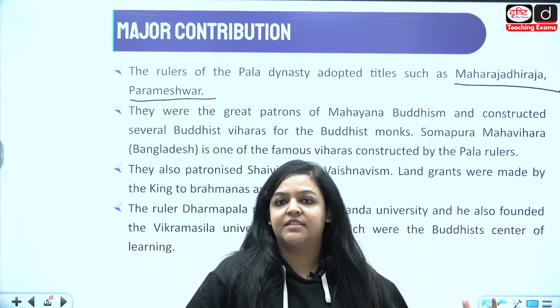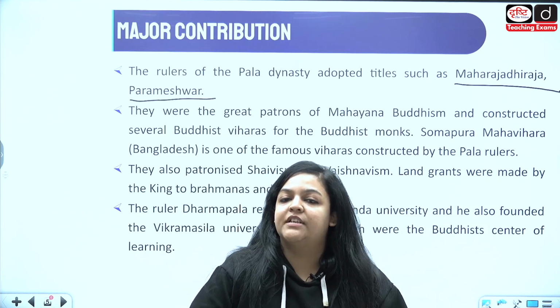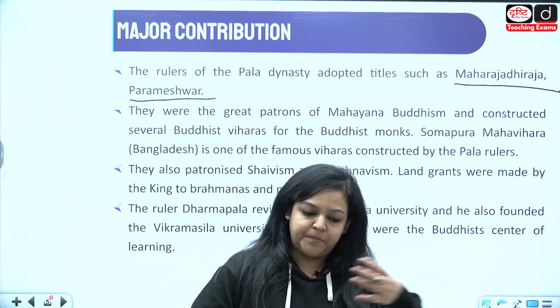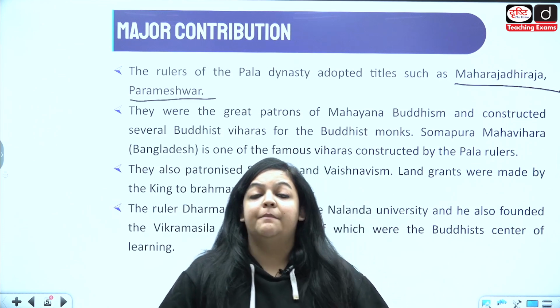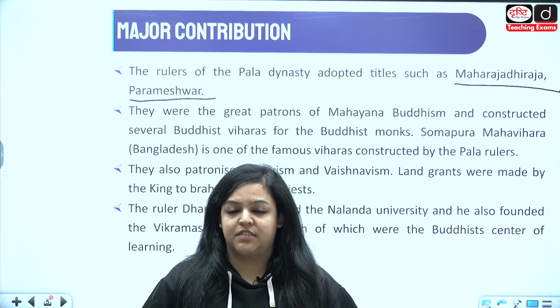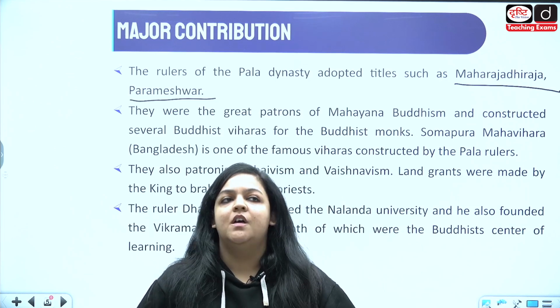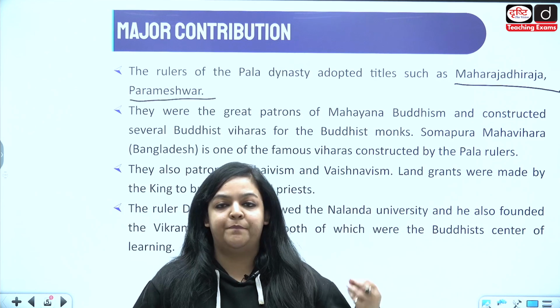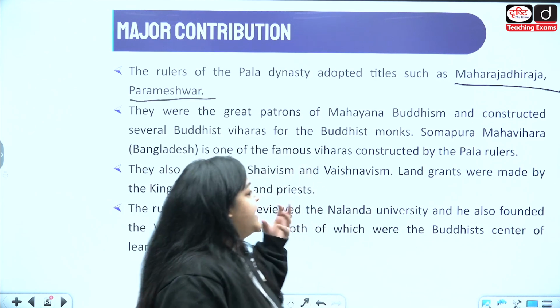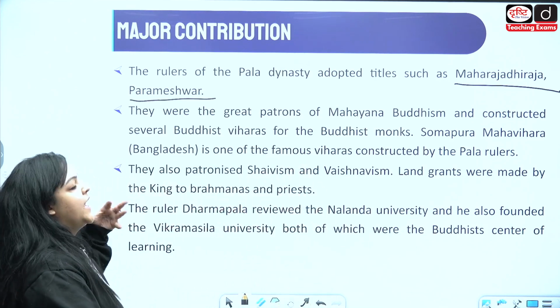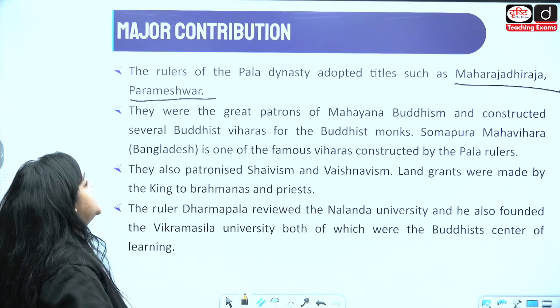Just like the Kushans claimed their divinity by adopting titles like Devputra, the Guptas claimed divinity by comparing themselves to various gods and goddesses. Similarly, we have the Palas taking the title of Parmeshwar, which really helped them in doing what? In attaining their divine status.